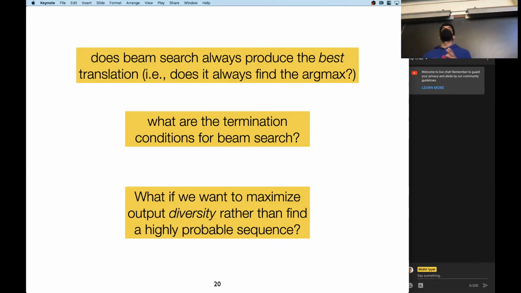A couple of questions, which I don't think we got to address in the previous class. First, does beam search always produce the best translation? Meaning, does it always find the translation or the output with the highest probability?